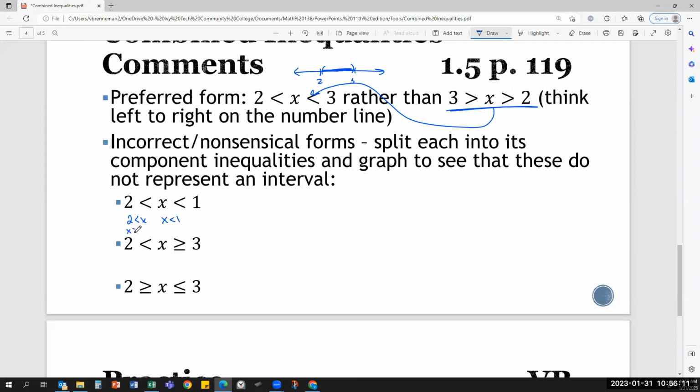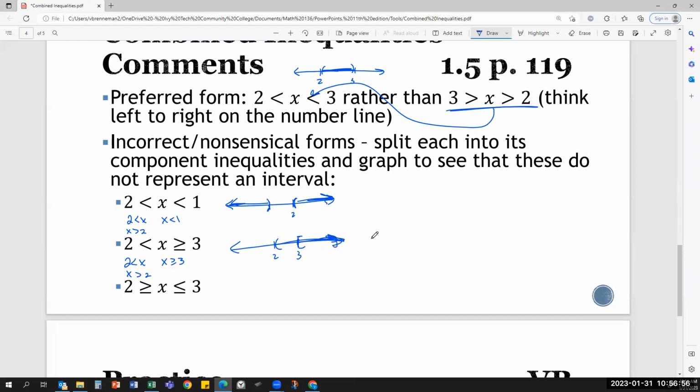But really we have those two separate rays. X is greater than 2 and X is less than 1 would need to be kept separate. If I have 2 is less than X is greater than or equal to 3, now we have the separate inequalities: 2 is less than X and X greater than or equal to 3. That would be X is greater than 2 and X is greater than or equal to 3. So this would be a nonsense form. We would have those two rays going from 2 and from 3 in the same direction.